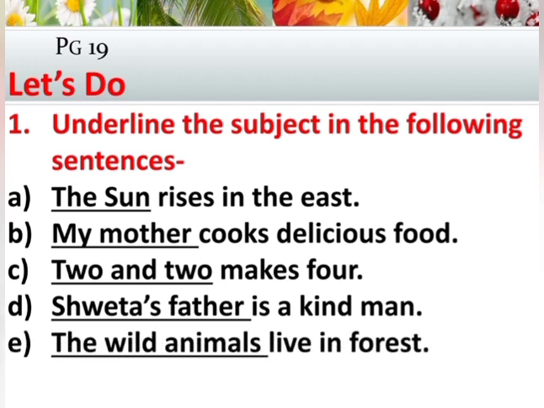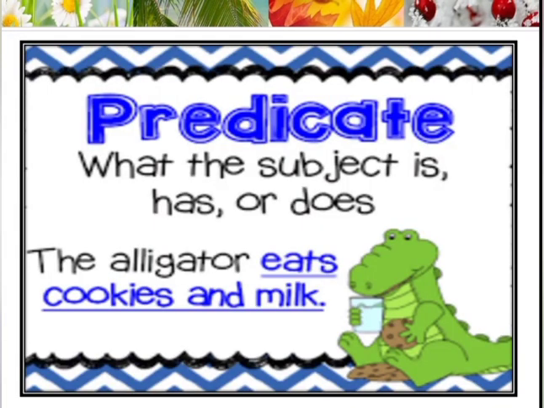The wild animals live in forest. About whom are we talking in the sentence? It's the wild animals. So let's talk about the other part of the sentence, that's predicate.